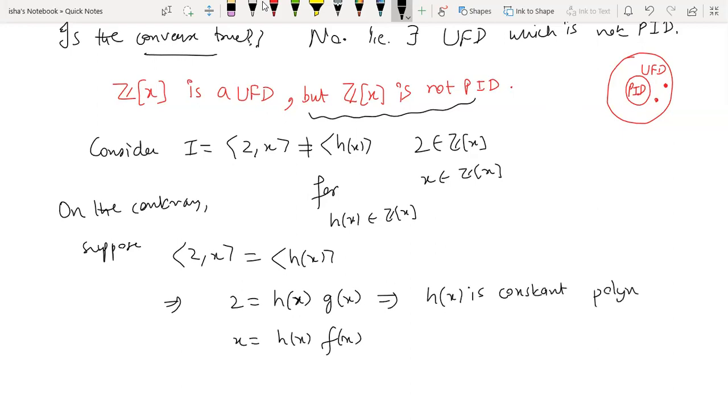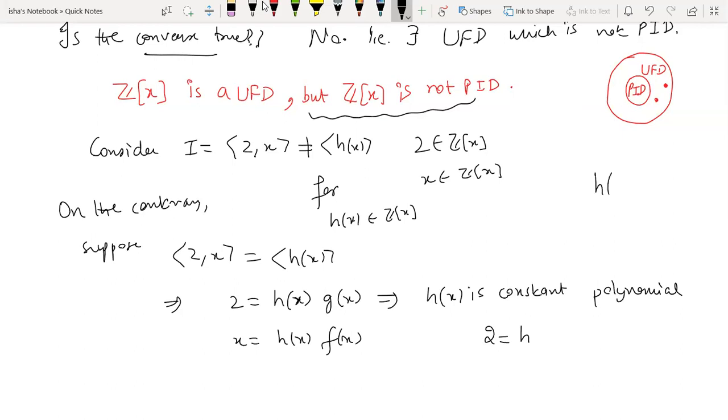Obviously, you cannot create a constant polynomial by multiplying two non-constant polynomials. So g(x) is also a constant polynomial, only then you can generate 2, but particularly I just need the information about h(x). So h(x) is going to be a constant polynomial, right? So now, h(x) is a constant polynomial, that means whatever value of x I put in h, it is going to be the same.